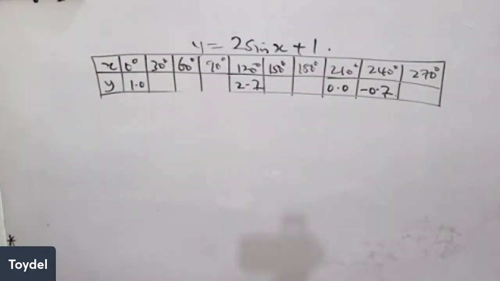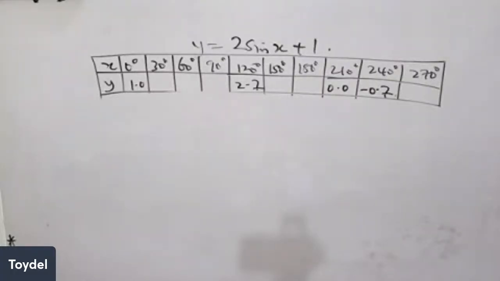Part B of the question: using a scale of 2 centimeters to 30 degrees on the x axis and 2 centimeters to 1 unit on the y axis, draw the graph of this. When we finish the table, we are going to draw the graph for 0 degrees less than or equal to x less than or equal to 270. Use the graph to find the value of x for which sin x equals 1/4. Okay, so this is what we are asked to do.